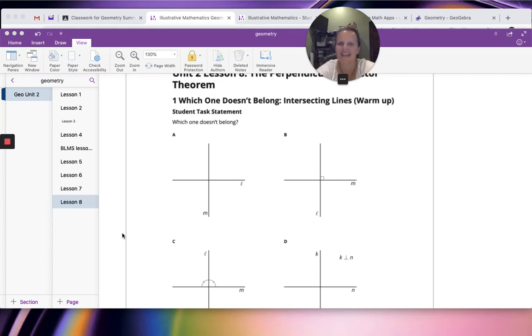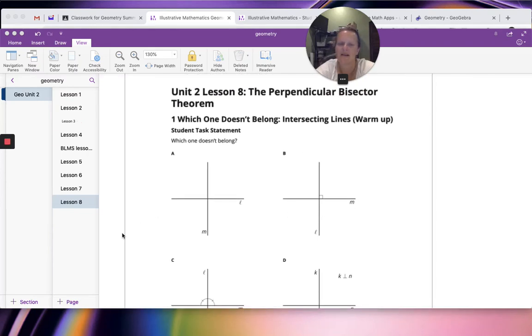Hey there, Lesson 8 in Unit 2. Unit 2 is all about congruency. Today we're just moving along with that congruency, right? So in Lesson 8, let me get to the right page.